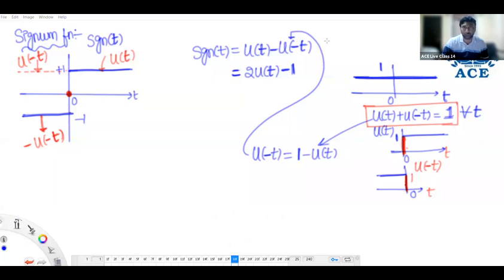Okay, let us continue. The last function which we studied is signum. It is a bipolar signal which is maintaining two different amplitude levels. Positive time +1, negative time -1.